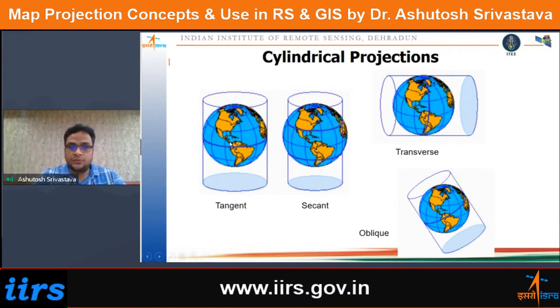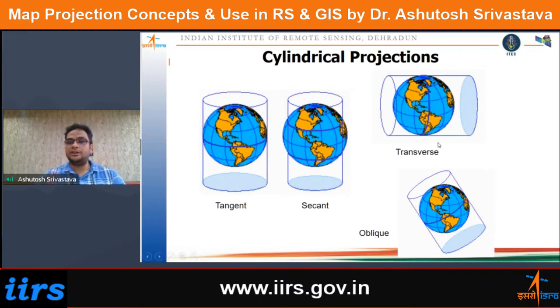But in the first case, if you see, the distortion will be more at the polar region, but in the second case, the distortion will be less. Okay, so this was an example of the normal, maybe the cylinder.